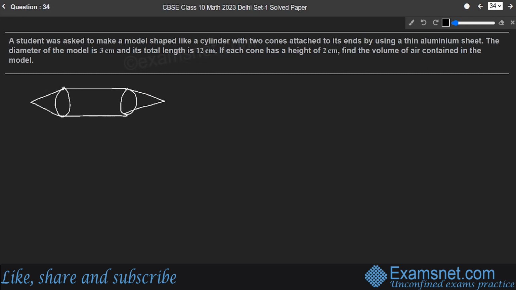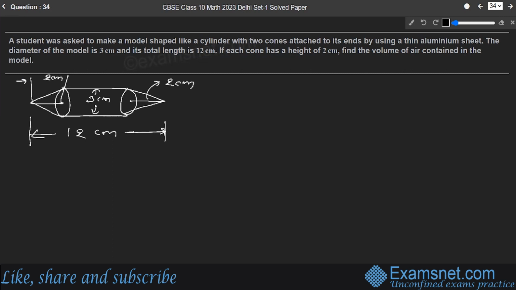The diameter of the model is 3 centimeters. So we can say this much length is 3 centimeters. And its total length is 12 centimeters. So the total length of the model from here to here is nothing but 12 centimeters. And if each one has a height of 2 centimeters, so each cone has a height of 2 centimeters. From here to here, this length is 2 centimeters. And similarly from here to here, this height is also 2 centimeters. So this is the dimension.